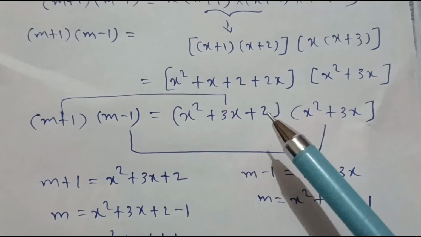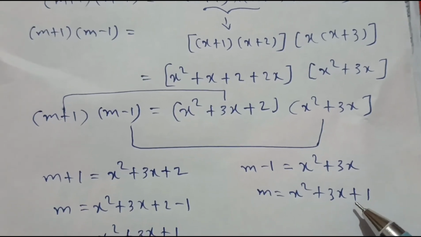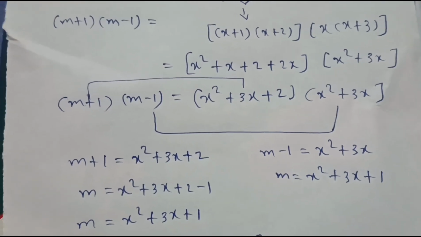Next, m minus 1 is equal to x square plus 3x. Minus 1 shifted to the right hand side becomes plus 1, so x square plus 3x plus 1. Therefore, m is equal to x square plus 3x plus 1.